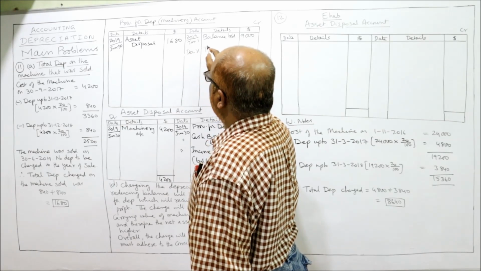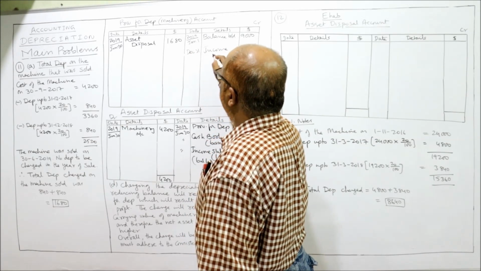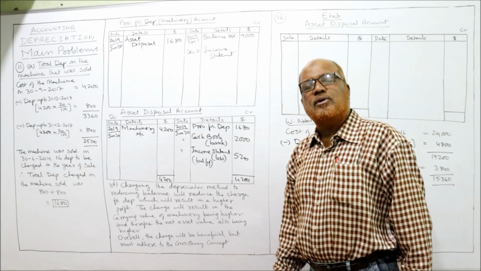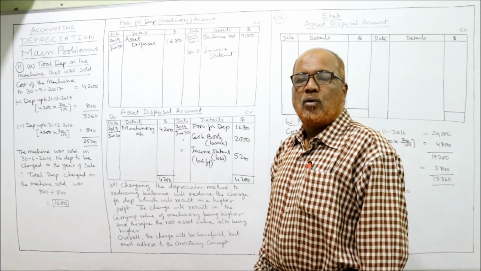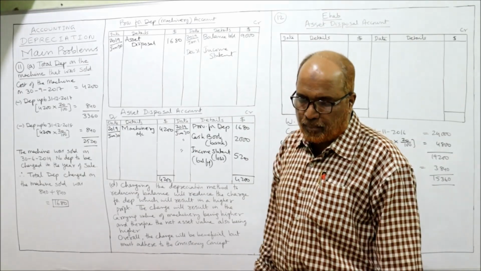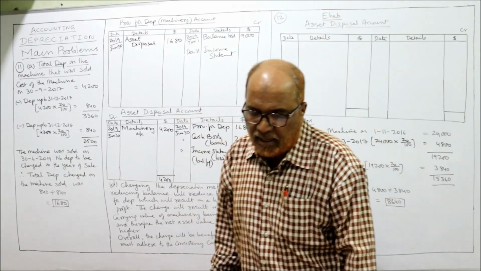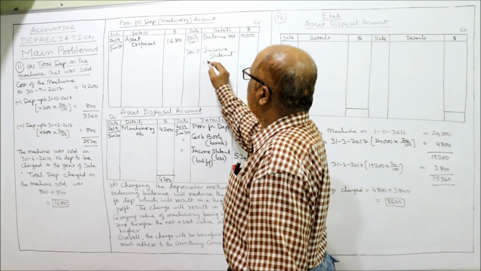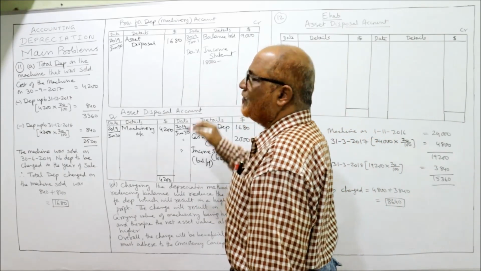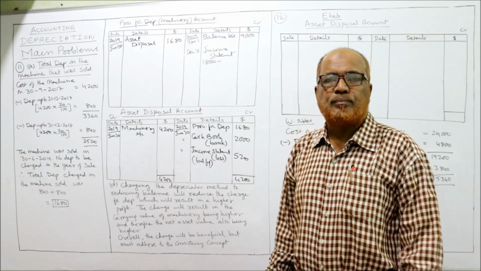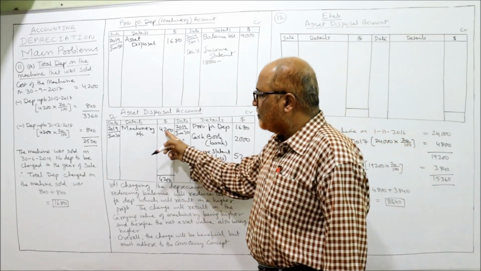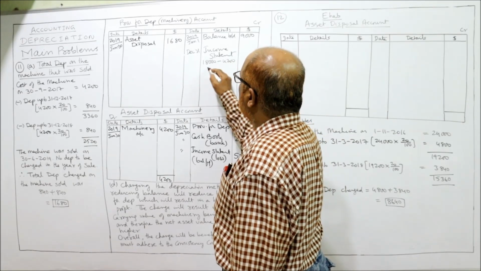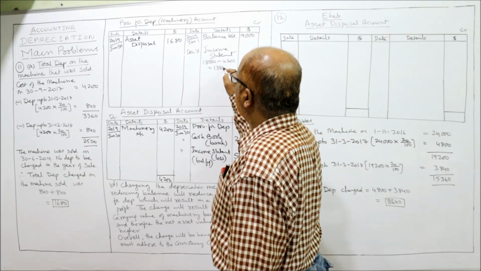December 31st. Income statement. How much depreciation do we have to provide? What is the original cost at the beginning of the year? 18,000. On 1st January, 18,000 was there. But one of the machines was sold. What was the cost of that machine? 4,200. Deduct 4,200. So it will be 13,800.